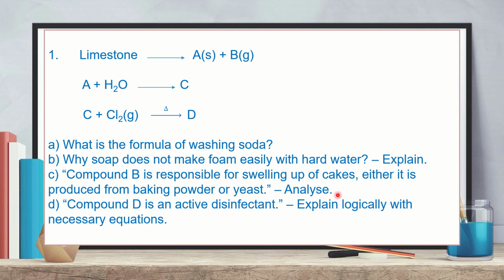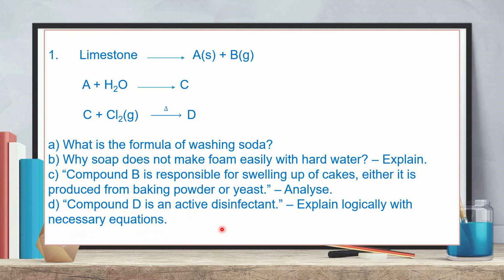And how is this carbon dioxide produced? Carbon dioxide can be produced by using baking powder or also yeast. Baking powder is a carbonate compound and acid mixture. So when they are heated or when water is added to them, then carbon dioxide is produced. And yeast, during respiration, produces carbon dioxide. For both, you have to explain how they produce carbon dioxide and how carbon dioxide swells up the cake or breads.